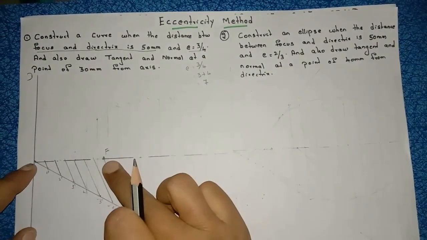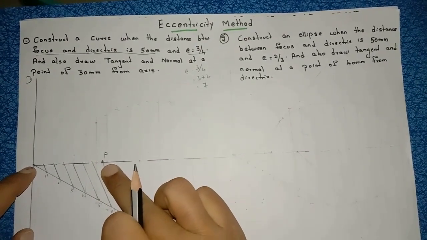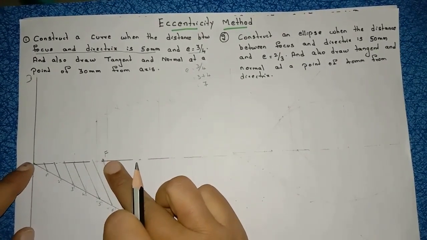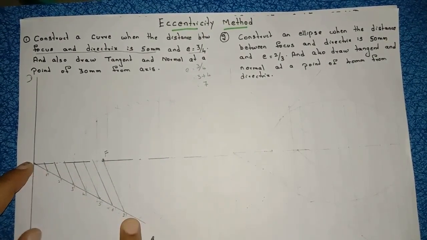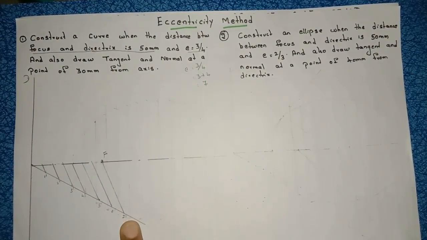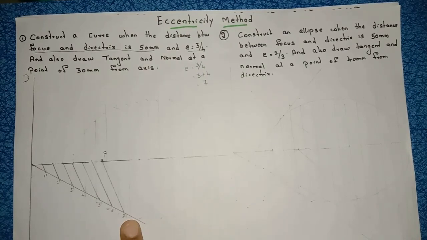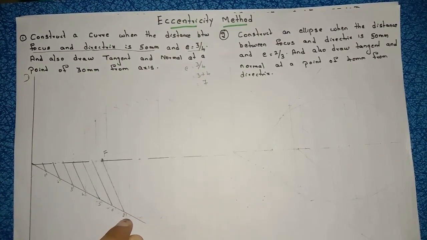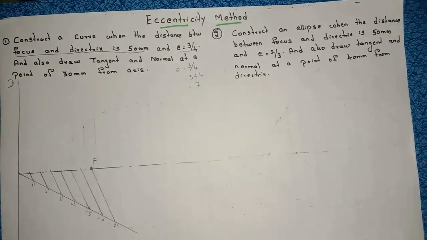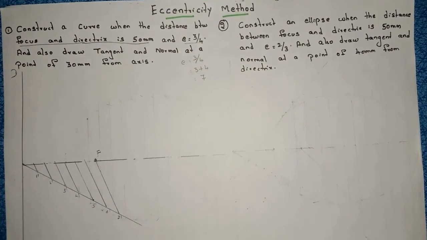So we are going to divide this 50 mm into 7 equal parts. How to divide a line into equal parts? By taking a 30 degrees angle, right? Take some length with the compass, take some radius with the compass, draw the arcs, join the last arc to the end of the line.